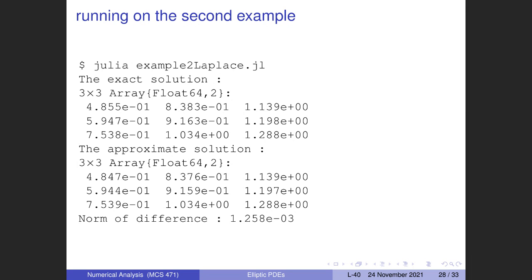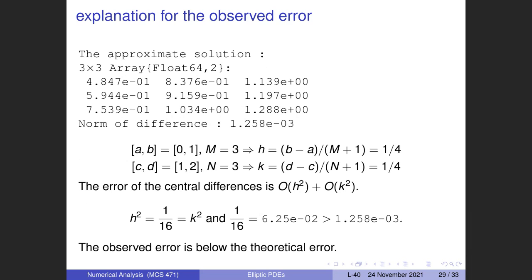So it is important here to interpret the errors. So the numbers that we obtain comparing the exact solution with the approximation, can we explain what we observe? Well, let's try to do this. We have the formulas for the step sizes, h and k. We also know that the central differences are quadratic.